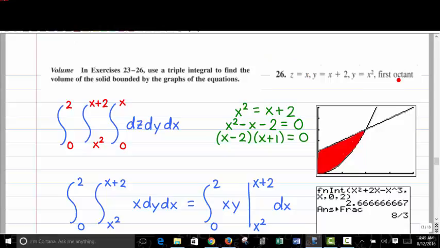So in the first octant, pretty much bounds everything, including z at 0. So that means dz would go from 0 to x. So it would have a height of z equals x.